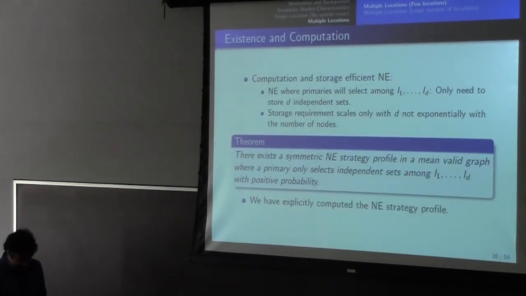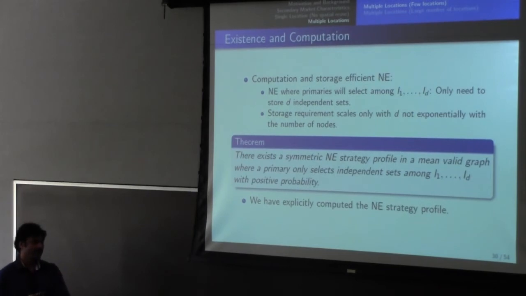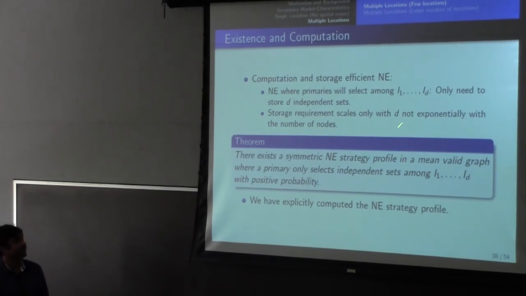Okay, so we will use the important property of the conflict graph, that it is a d-partite graph, right? If we have an NE which only selects among these I1 to ID, then we only need to store d independent sets, right? The storage requirement does not grow exponentially with the number of nodes, but only scales with d, so at most linearly with the nodes.